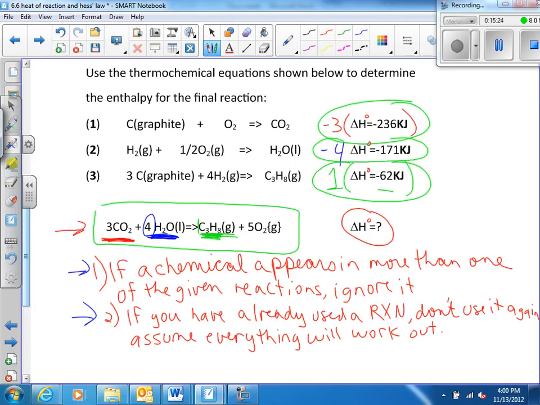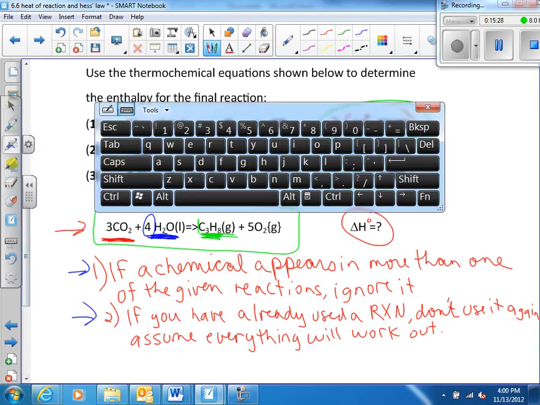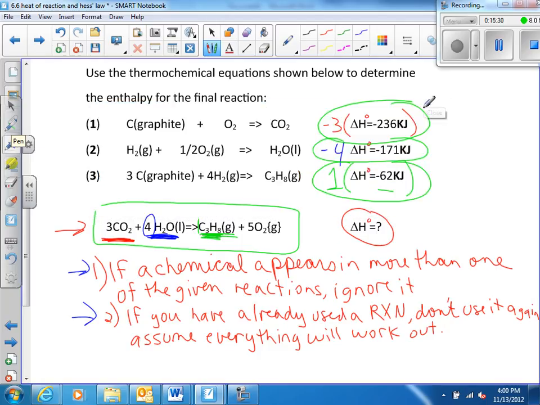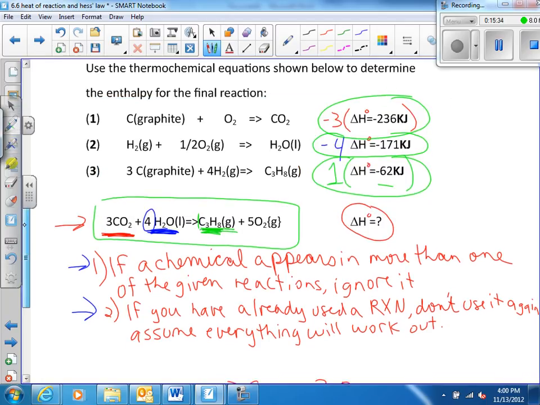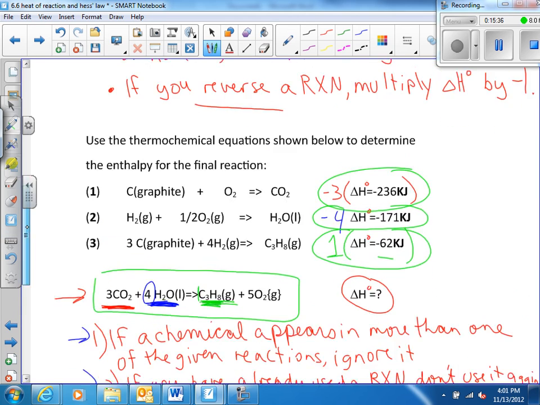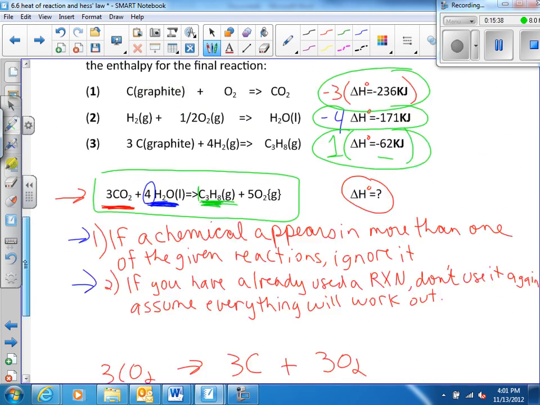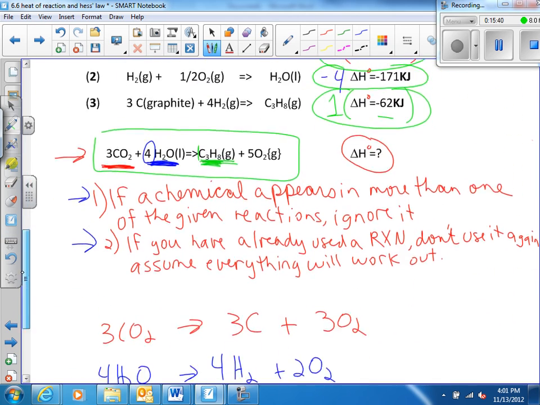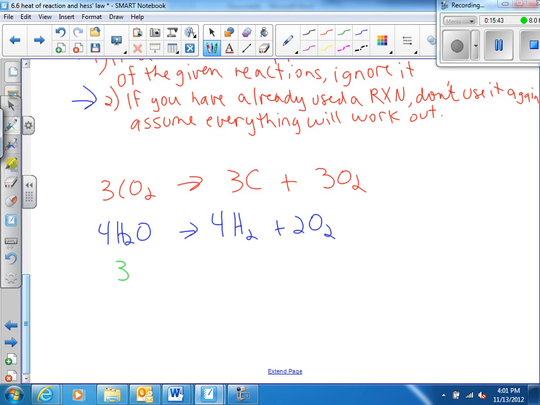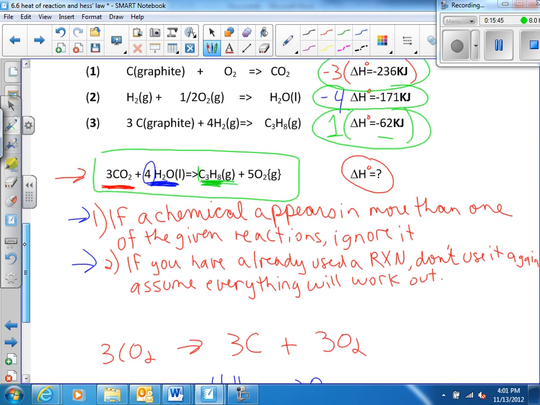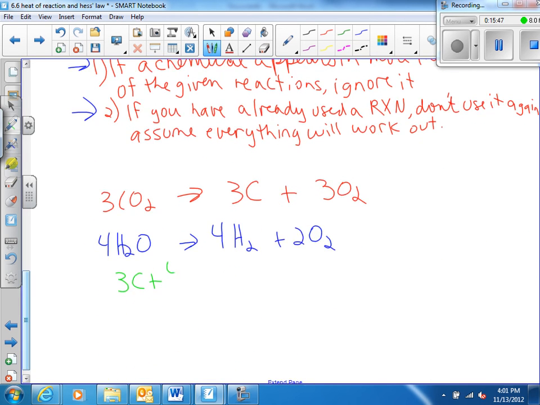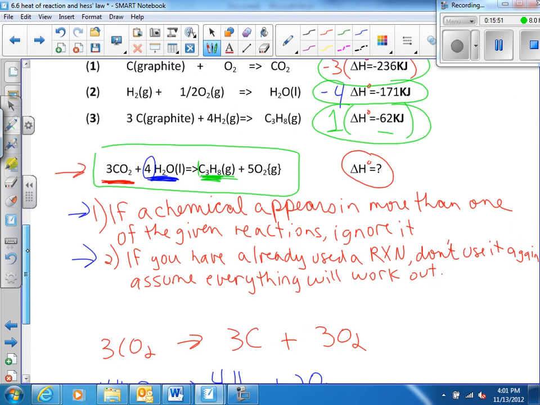And the third reaction I leave alone. And here we go again with that screen. Sorry about that. Okay, the third reaction I leave as is. Where did it go? There we go. 3 C's plus 4 H2s make C3H8.